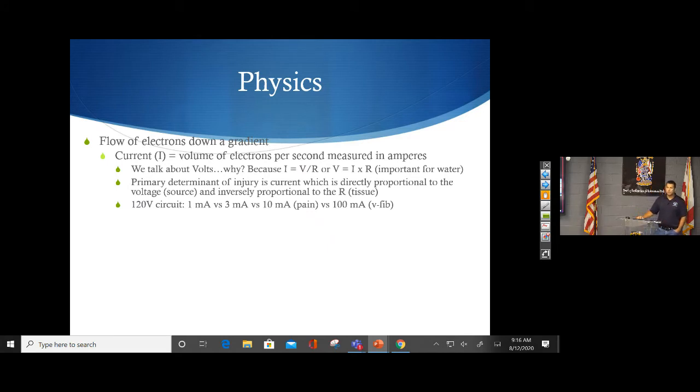It's about a 120 volt circuit, 1 milliamp versus 3 milliamps versus 10. Okay, 10 milliamps is about where you start to feel pain, versus 100 milliamps is where you start to run the risk of going into V-fib. Low voltage across low resistance, versus high voltage across high resistance. All right, so this is going to define your injury pattern.